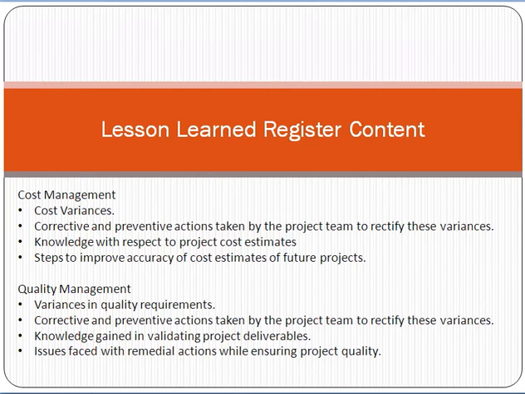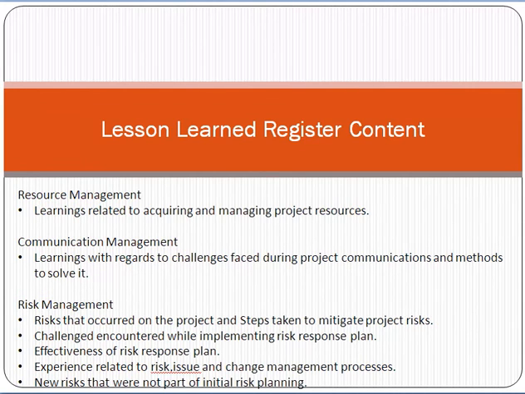The next one is quality. How much variance is there in quality requirements? Variances means, for example, you have defined some quality standards, so how much variance is there related to quality, and what corrective and preventive actions you have taken related to quality management. Then resource management, like how much you have learned about resources in your project. For example, you have realized that for that type of project you need at least three senior resources. This is your lesson learned, so you must document it properly in the document.